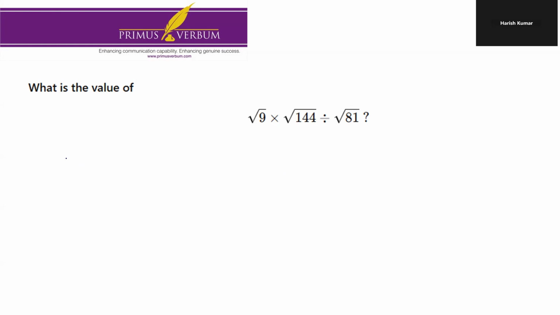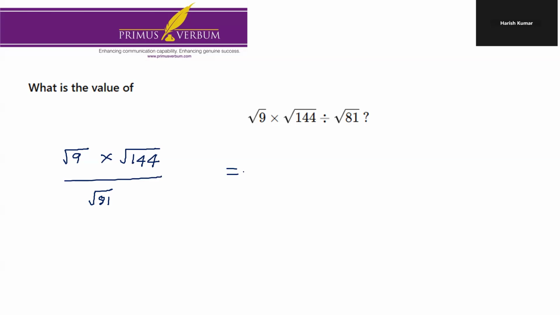So let's rewrite this in a fashion that is more legible to us, or more intelligible, so that we can clearly see the relationship between the different operands, that is, the numbers on which we are operating. So this is the situation here. Square root of 9 into square root of 144 divided by square root of 81.